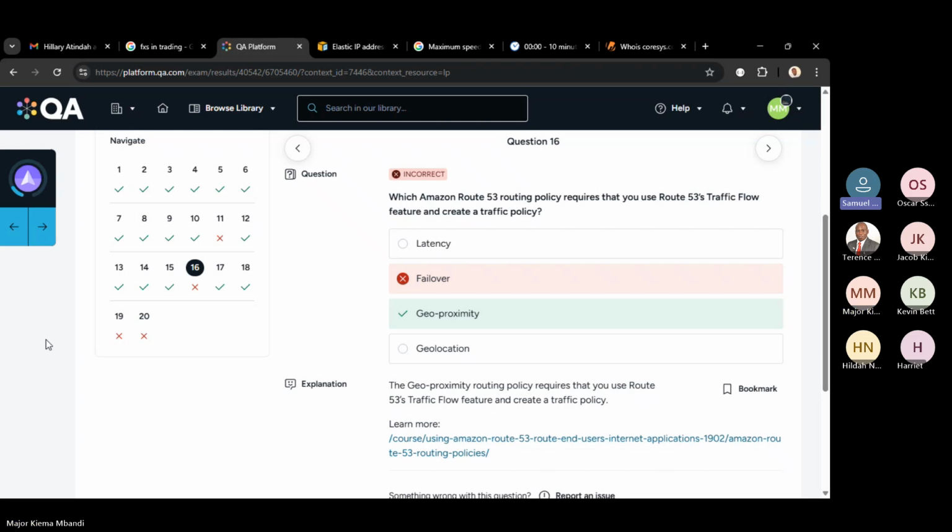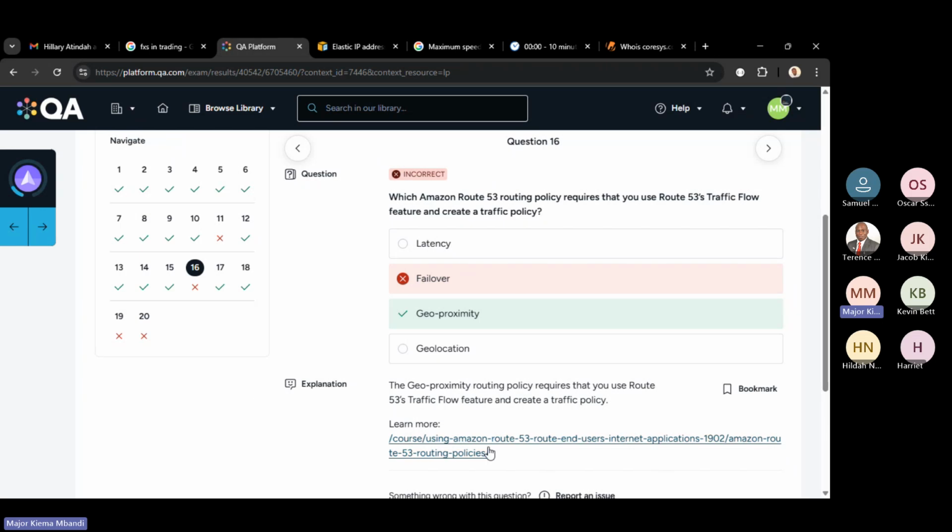Which Amazon Route 53 routing policy requires that you use the Route 53 traffic flow feature and create a traffic policy? And the geo proximity explanation says the geo proximity routing policy requires that you use the Route 53 traffic flow feature and create a traffic policy.